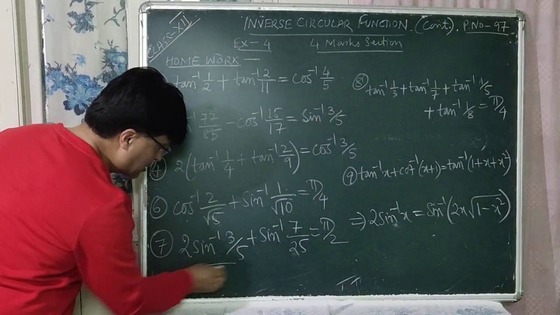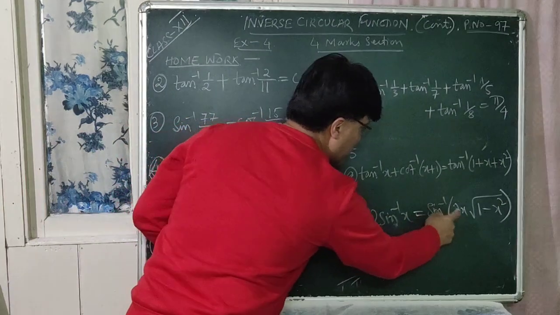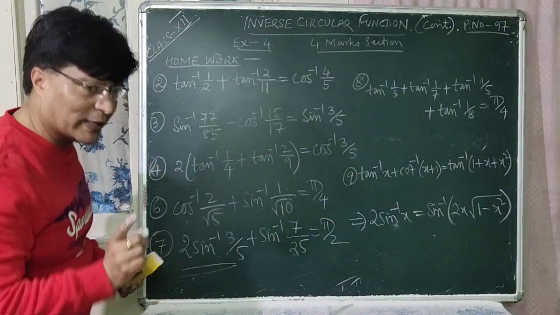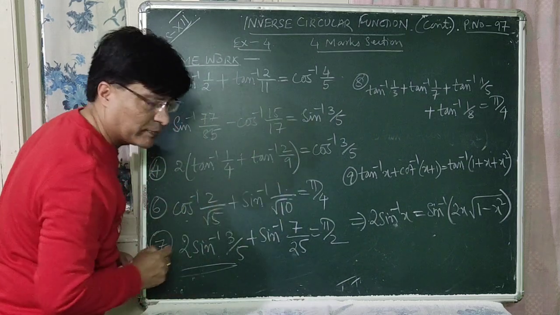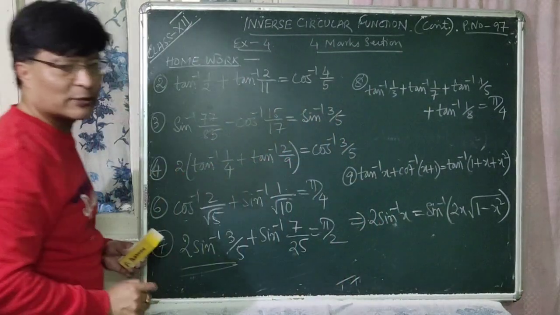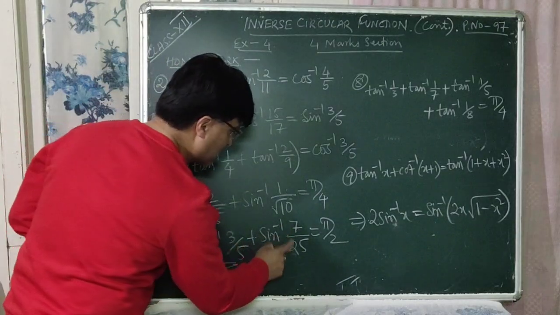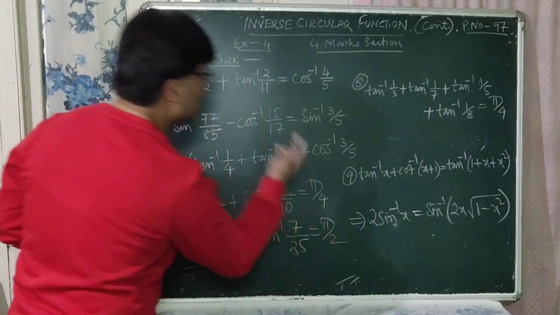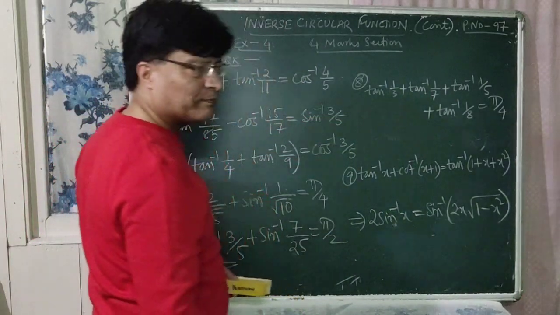So for this term, 2 sin inverse x form, you can use this formula, sin inverse of 2x root under 1 minus x square. Okay, so it will be converted in terms of sin inverse x form, using this formula. Then you can use again sin inverse x plus sin inverse y, so that you can prove pi by 2. Is it clear? Now I think you can do this number 8.